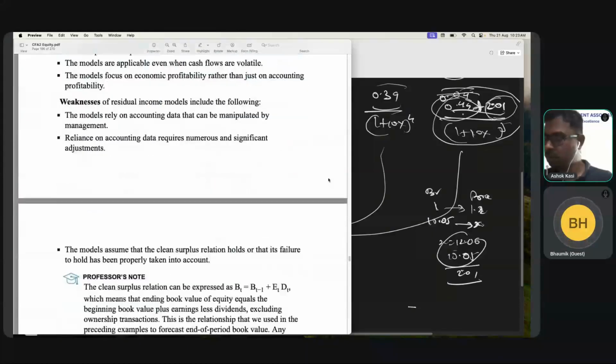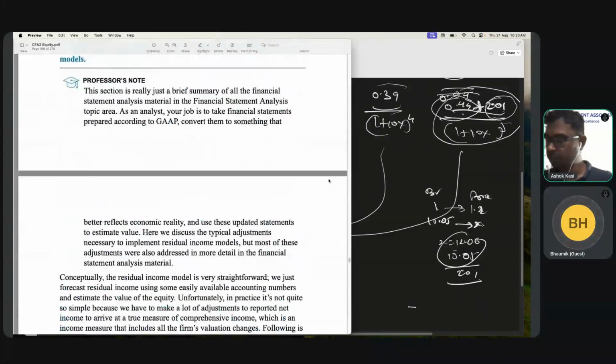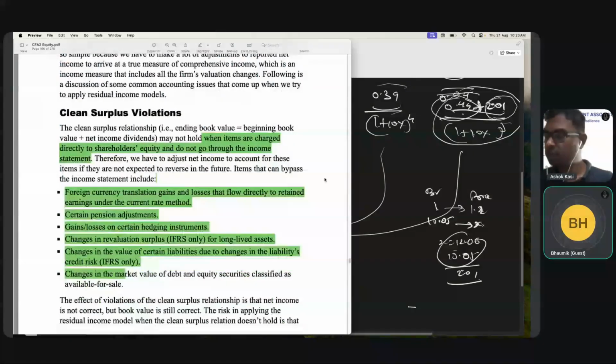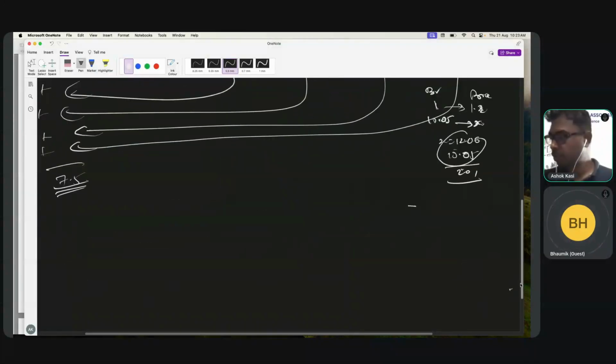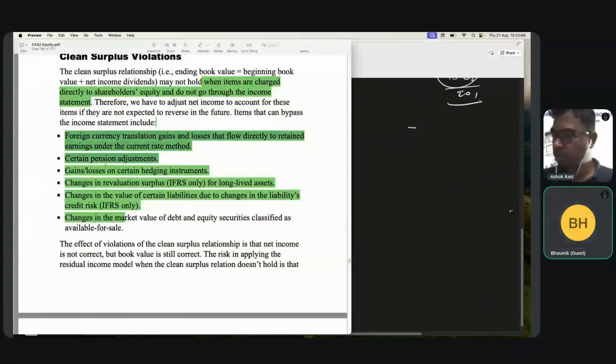The whole theory is self-reading. This one I told you, clean surplus violation. This I already told you, right? It is memory based. Here the purpose is you have to remember all this.